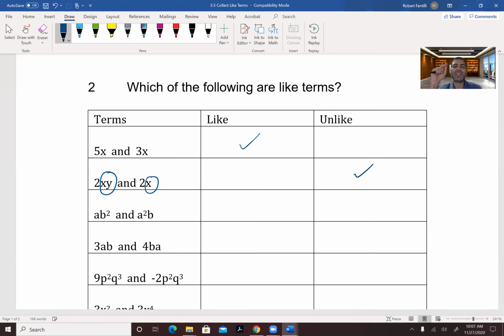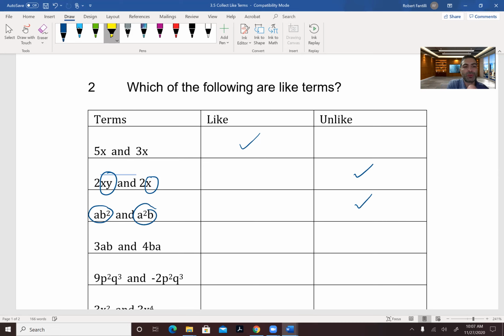Okay. The variable is the letter or letters and their exponents. And you're going to see some more of that below. So here I have ab squared, or 1ab squared. We don't write the 1. And here I have 1a squared b. Because the a is squared in one of the variables and the b is squared for the other one, these are unlike.